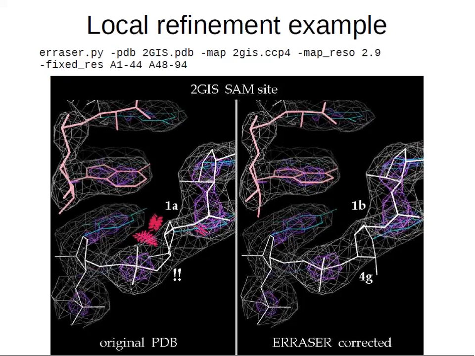Now, the other thing that you can do, since you have control over what residues to change and not change, is you can do just local refinement. Local refinement is much, much faster than global refinement because you're changing fewer residues. There's much less computation to do.